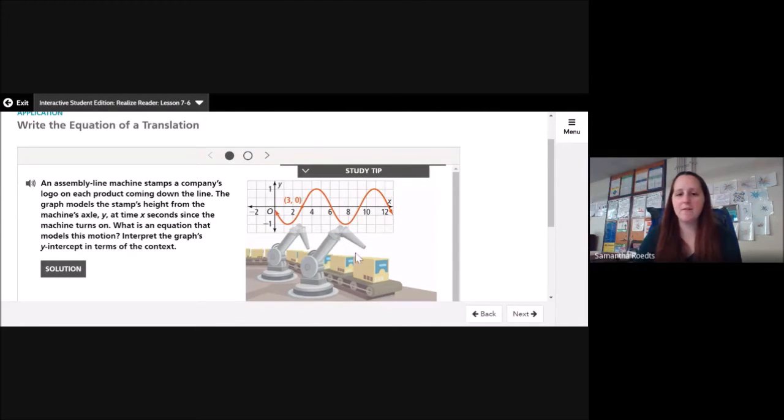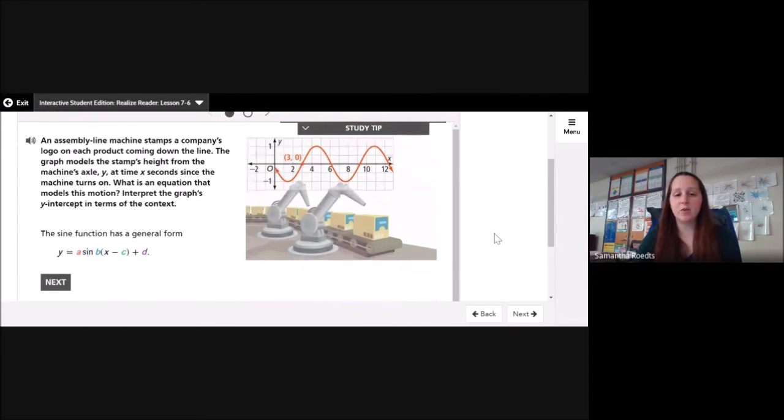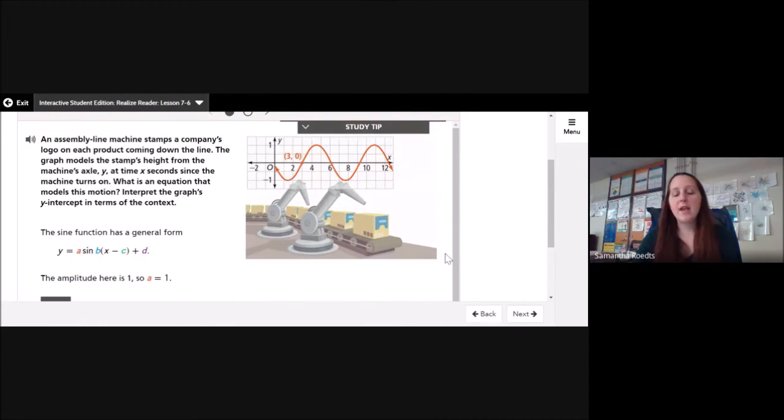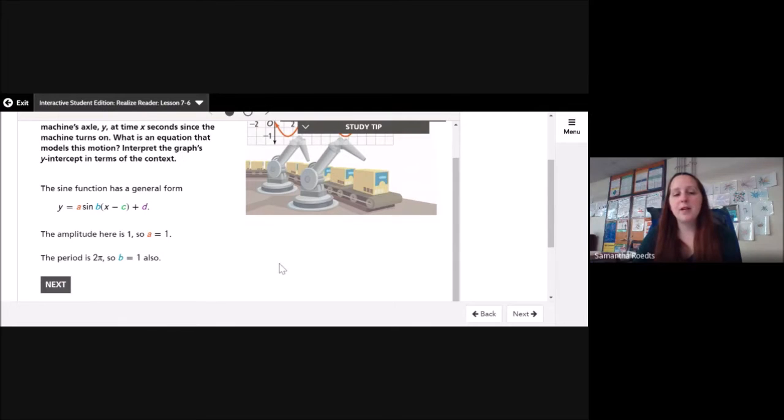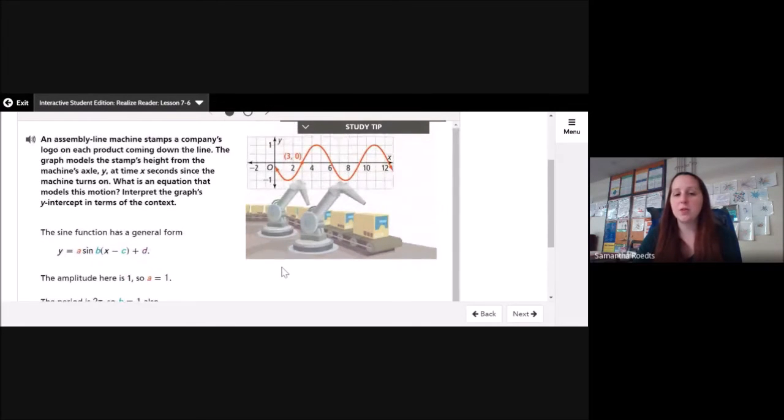Okay, so here we have the graph. Here's my machine. The sine function has a general form y equals a sine b times x minus c plus d. So we can see that it's going to cross here at approximately 0, 0. That's where we get the sine function from. The amplitude here is 1, so a equals 1. We can see by the graph that our amplitude, remember, is the highest or lowest point from our midline, which happens to be y equals 0, or the x-axis. The period is 2 pi, so b equals 1 also.